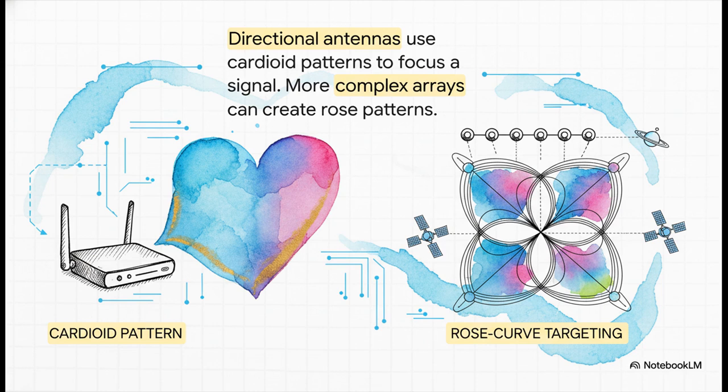A cardioid pattern is absolutely perfect for something like a directional Wi-Fi antenna because it blasts a strong signal forward and almost nothing backward. In really complex systems, phased array antennas can create these intricate rose curve patterns to target signals with incredible precision. The shapes are exactly the same, the application is just different.